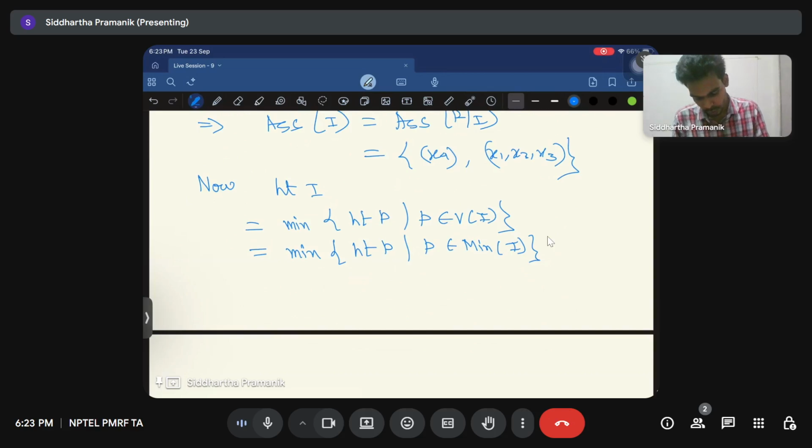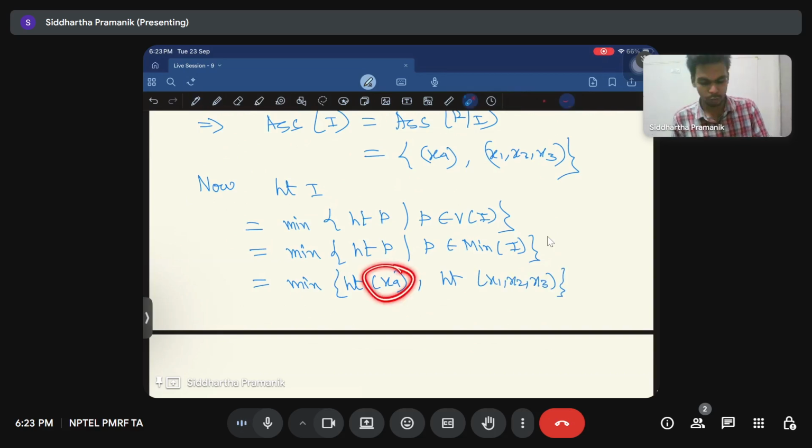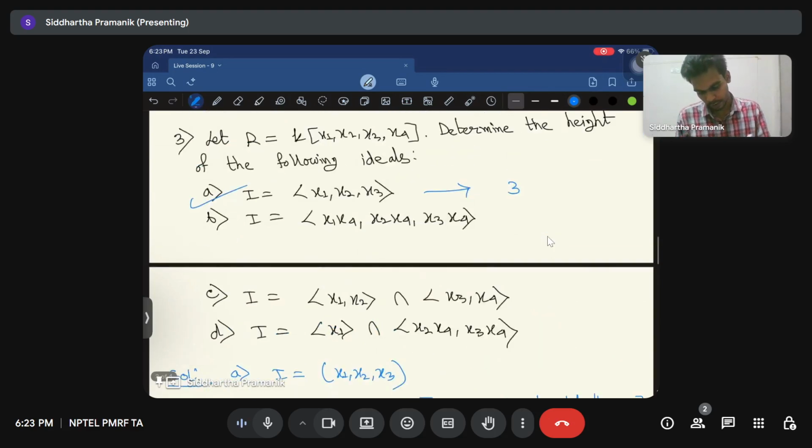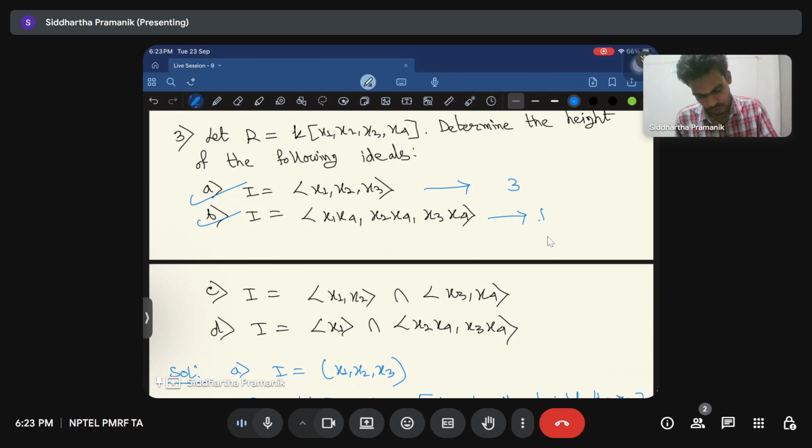So if we use this, then it is just the minimum of height of the ideal generated by x4, comma, height of the ideal generated by x1, x2, x3. And height of x4, by Krull's principal ideal theorem, is 1, and the height of this ideal is 3, which we have done in the first problem. So this is the minimum of 1 comma 3, which is 1. So the height of the second ideal we have got is 1.